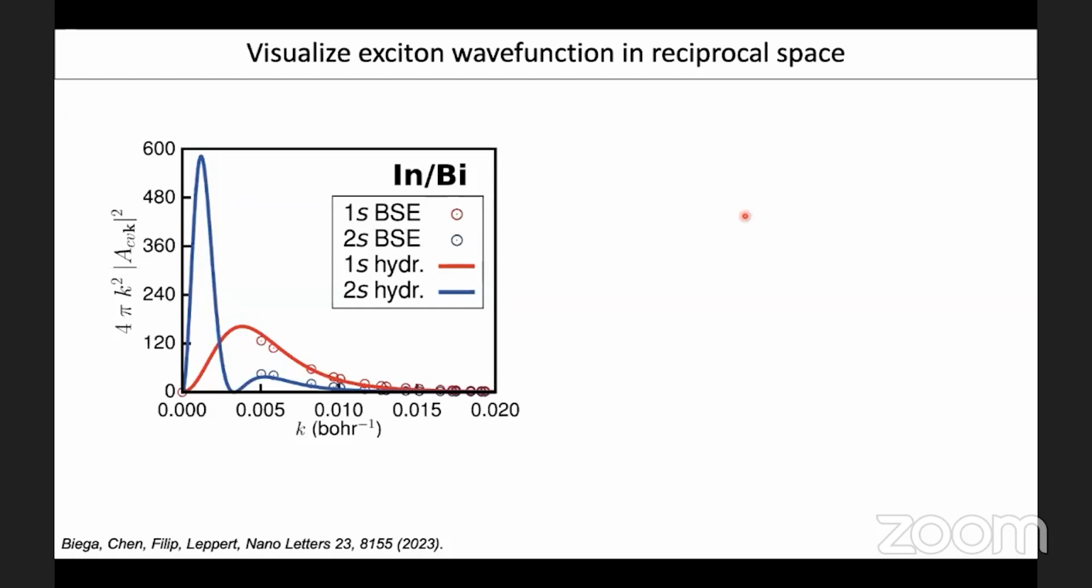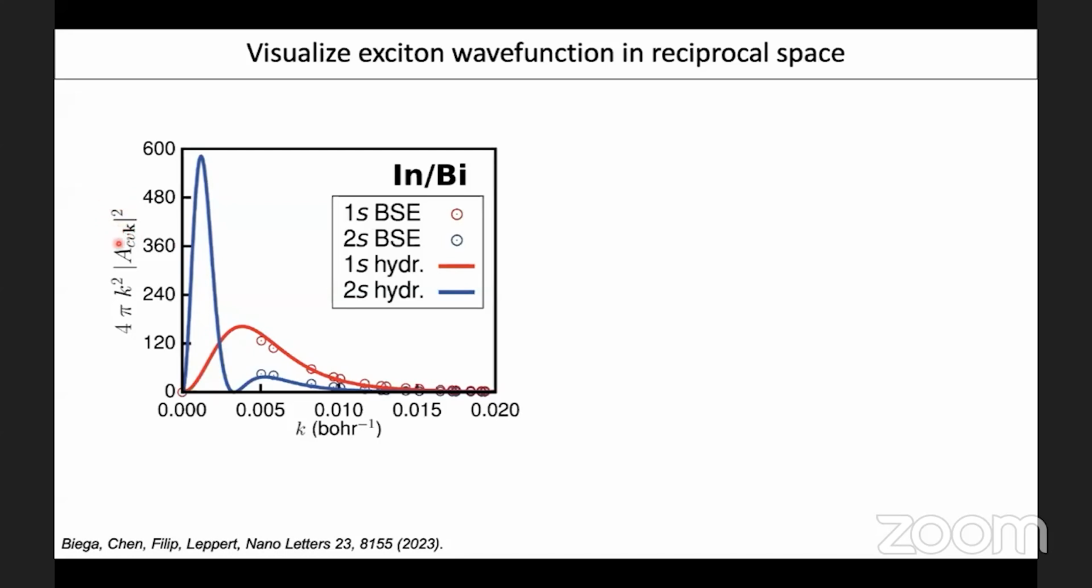And for understanding this, we basically first need to understand how localized or delocalized the exciton wave function of these materials is. So what you see here is the excitonic wave function in reciprocal space. The dots are calculated from the Bethe-Salpeter equation, and the solid lines are basically calculated from the hydrogenic Wannier-Mott model. So this is basically just a 1s and a 2s hydrogenic wave function, but in reciprocal space.